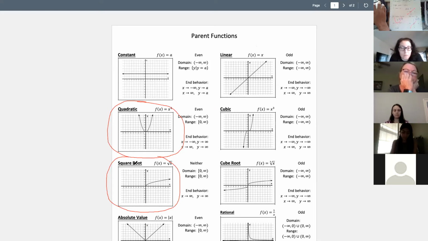And then we'll look at the square root function here, because we're going to do some transformations to each of these functions. And there are some simple rules that determine how we can transform and manipulate the graphs of the functions by manipulating their equations.